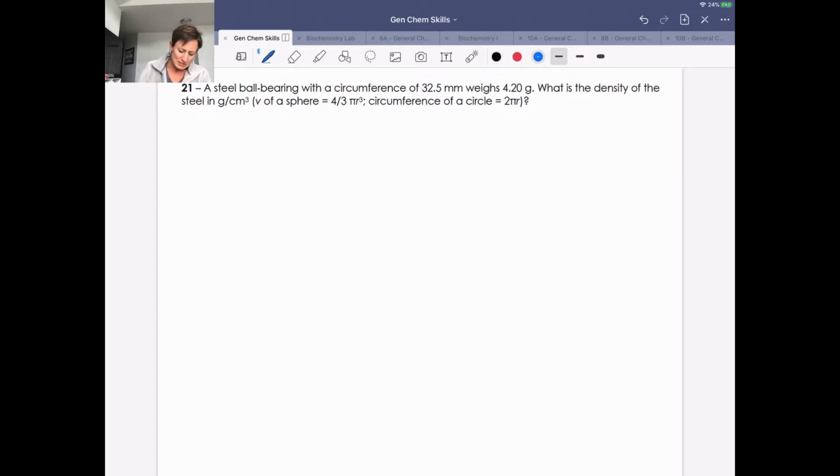So a picture to help us think about this, we've got a steel ball bearing. So I'm going to draw a little sphere here to represent our ball bearing. It has a circumference, so again, that's the distance all the way around, of 32.5 millimeters. And it also tells us that it weighs 4.20 grams. So the question is asking, what's the density of this steel ball bearing in grams per cubic centimeter? So we want to know density, which is again mass over volume, and they want the mass in grams and the volume in cubic centimeters.